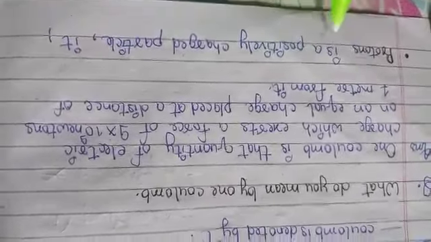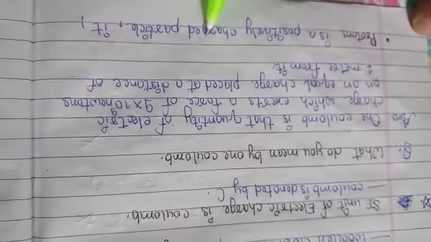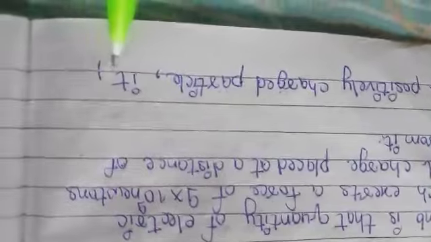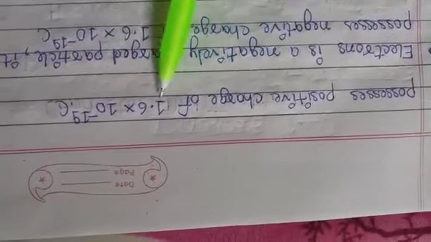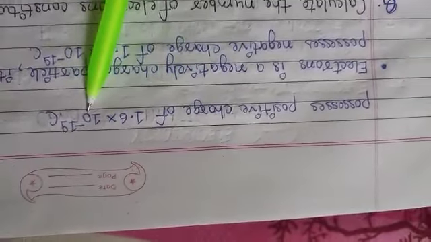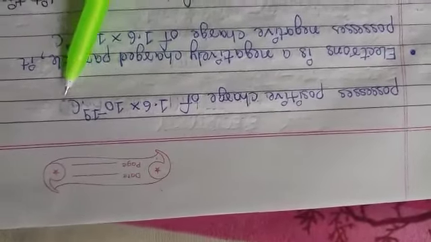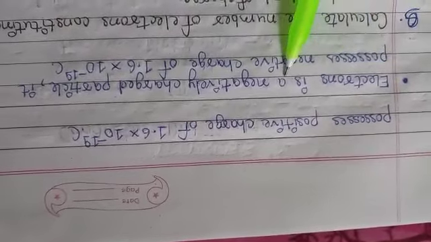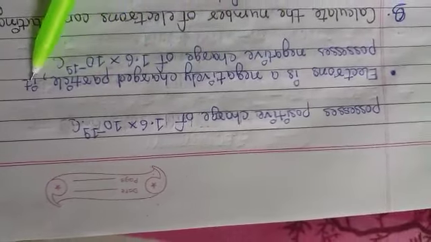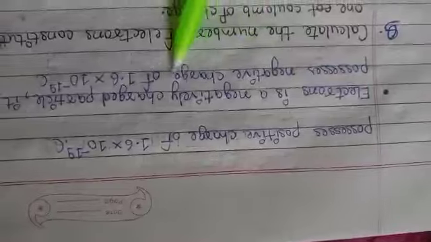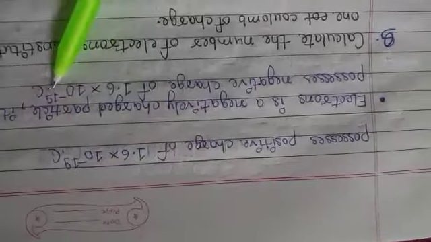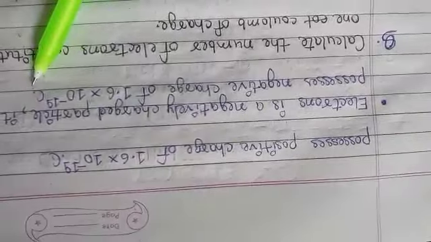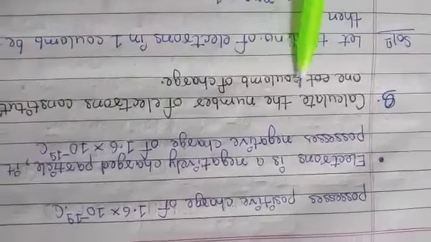We already know that proton is a positively charged particle. It possesses a positive charge of 1.6 into 10 to the power minus 19 coulomb. Electron is a negatively charged particle. It possesses a negative charge of 1.6 into 10 to the power minus 19 coulomb. Now there is a question.